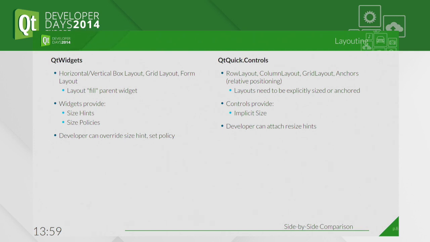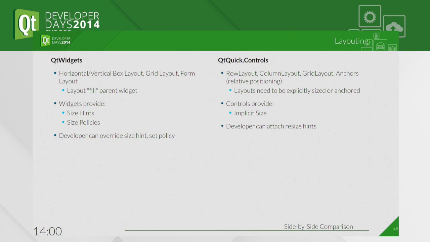One thing that widgets do, widgets have a size hint, actually two size hints, that allow the layout to retrieve information about which size the widget would like to have, which size it has to have at least, and a size policy, which allows the layout to decide, if you have more space than necessary, which of the widgets to grow. So these are things that the widgets provide. The developer can override the size hint method, you can subclass that and return a different size hint, or you can even set the size policy. That's something you can even do through Qt Designer.